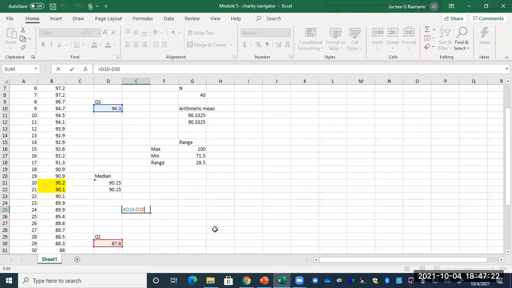Exactly. So this is not a median at this point anymore, it becomes a Q3. And then you do this Q1. So you do Q3 minus Q1, and that gets you the IQR.